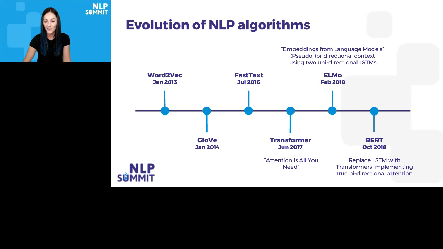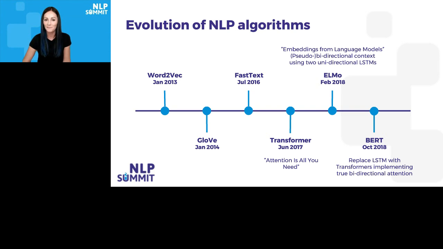And I call it a pseudo bidirectional context because it's trying to address this bidirectional context problem, but it's using two unidirectional LSTMs for that purpose. So it's doing one path and another path. So not really true bidirectional. But thanks to BERT, which got introduced in October 2018, we now have a concept and a model that is able to do this true bidirectional attention. BERT is replacing the LSTMs actually by this transformer architecture that got introduced the year before.